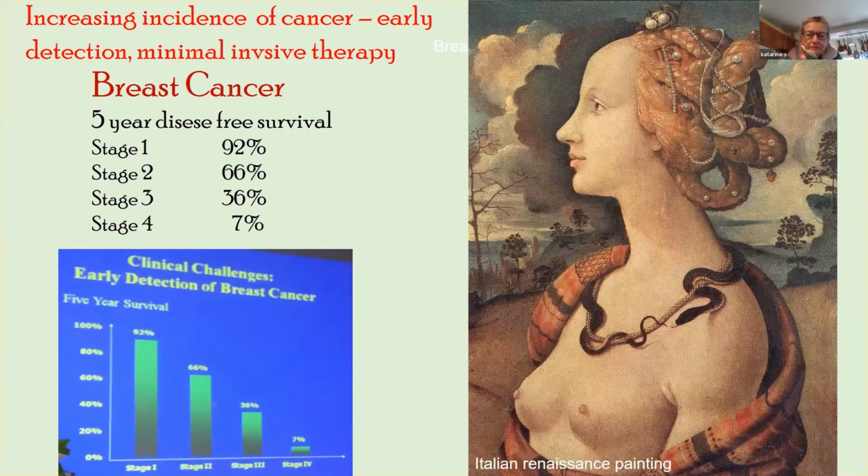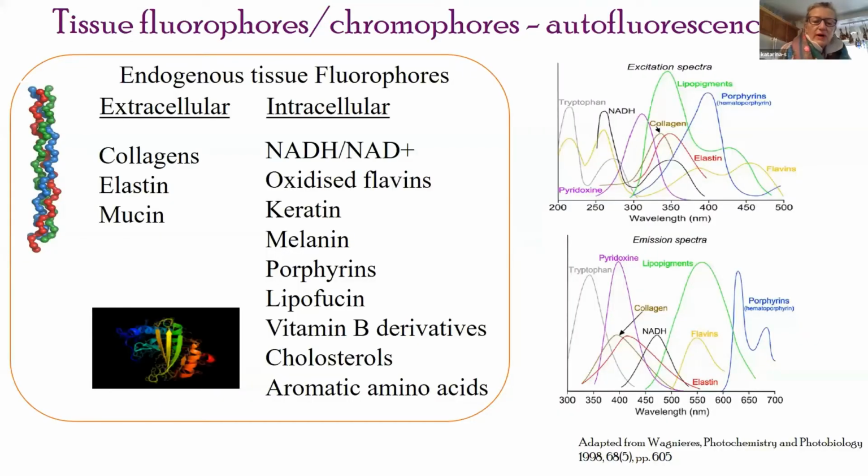I said that early detection is one of the major factors for the prognosis of the patients. And I illustrate that here with a case of breast cancer, where you can see that stage 1, which is a small tumor without any spread in the body, has a cure rate, or a 5-year disease-free survival rate, of 92%. While if we come to the larger tumors with spread, dissemination, you see that the number goes down dramatically. So that's the reason why it's important to develop techniques for early detection.